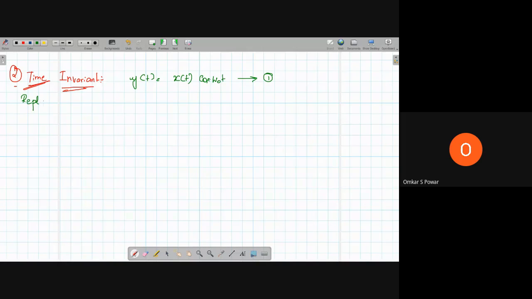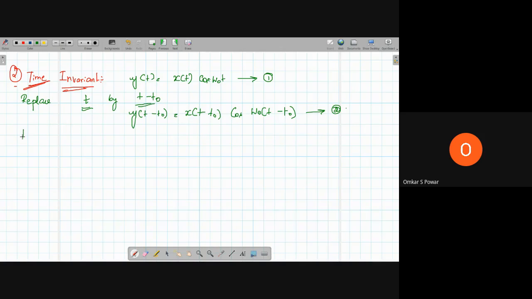Now replace t by t minus t naught. The first thing you have to do is replace t by t minus t naught in this first equation. So what do you get? y of t minus t naught is equal to x of t minus t naught into cos omega naught of t minus t naught. So this is your equation number 2. Here, observe correctly, we are replacing only t by t minus t naught.